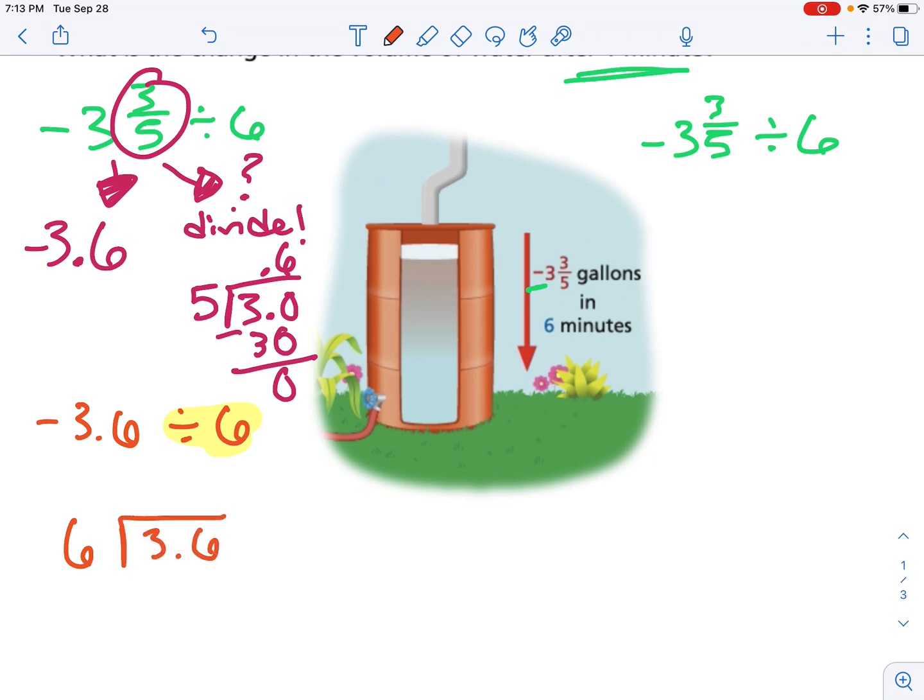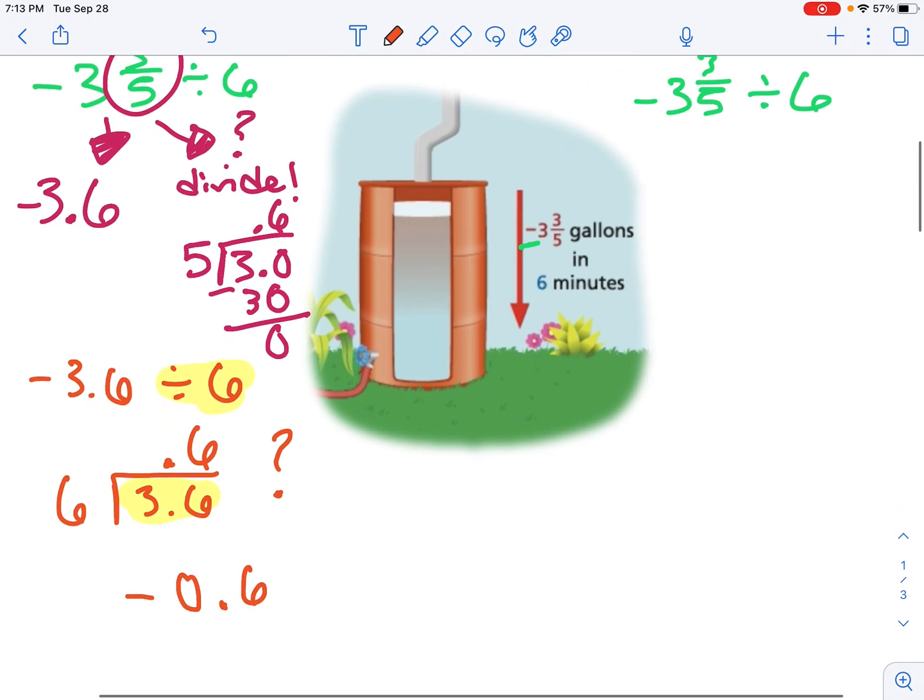I'm going to leave out the negative just right now, just to keep my division house clean. I'm going to bring my decimal up. 6 can go into 36. How many times? 6 times. So my answer here would be negative 0.6. You can also just put negative 0.6.